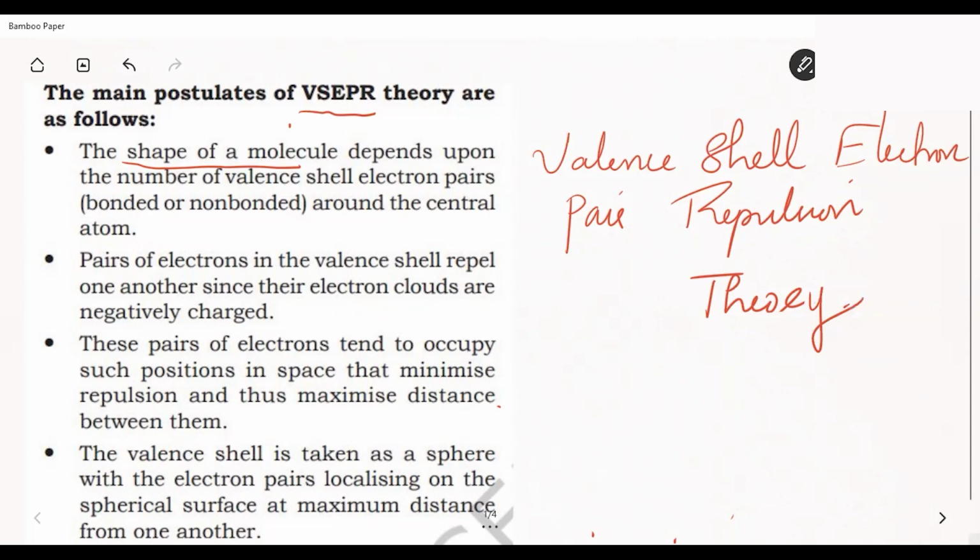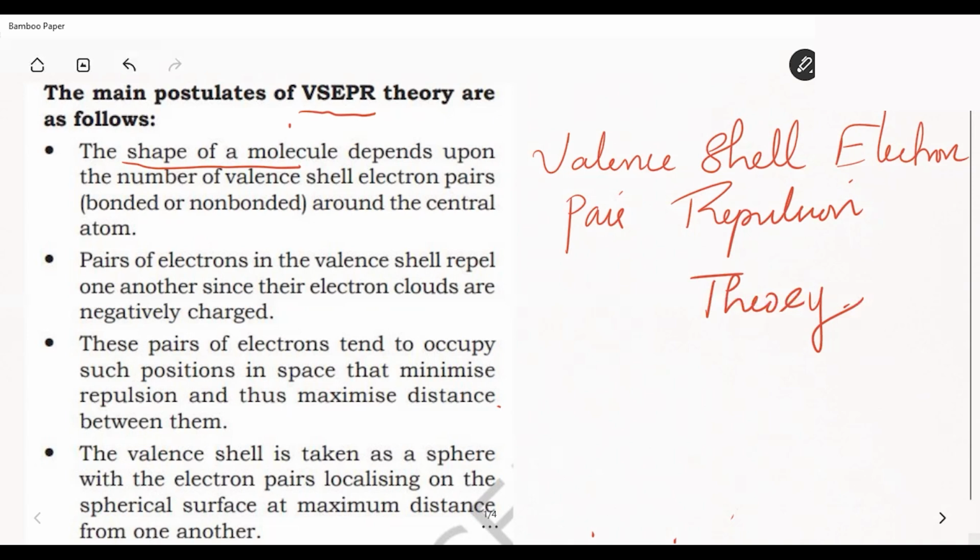And when they repel each other, what will they do? They will automatically try to minimize the repulsion. To attain more stability, they will go to such positions in space to minimize the repulsion and thus maximize the distance between them. And we are taking the valence shell as a sphere, where the electron pairs are localized on the spherical surface.